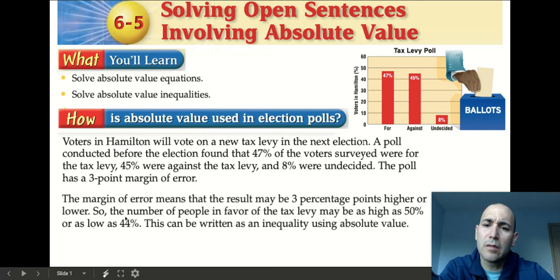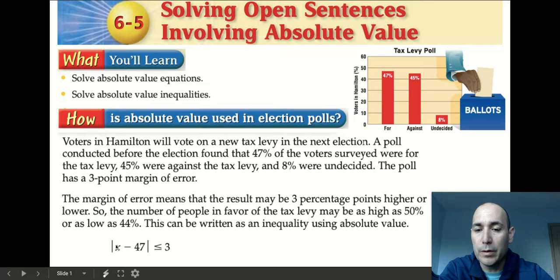The margin of error means that the result may be 3 percentage points higher or lower. So the number of people in favor of the tax levy may be as high as 50% or as low as 44%. This can be written as an inequality using absolute value. So the absolute value of x minus 47 is less than or equal to 3, because the survey said it was approximately 47%, but there's a margin of error of 3%, so it could be 3% higher or 3% lower, right?